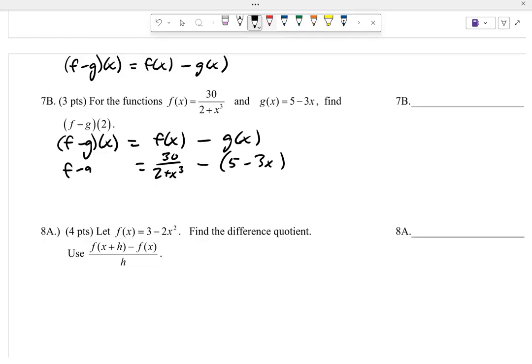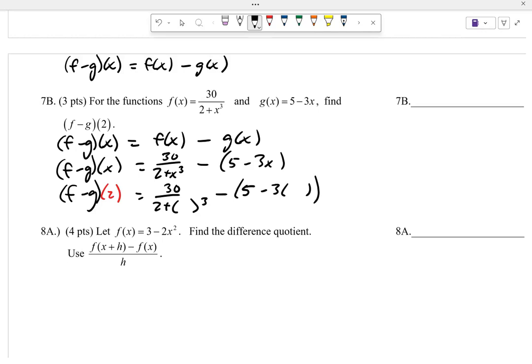Well, if I'm finding f minus g of 2, then I'm just plugging a 2 in for the x. So we got 30 over 2 plus the 2 cubed, minus 5 minus 3 times the 2. All right, we're plugging 2 in. So f of 2 minus g of 2. That's all we're doing here. So I got 20 over 2 plus 2 cubed is 8, minus 5 minus 6.